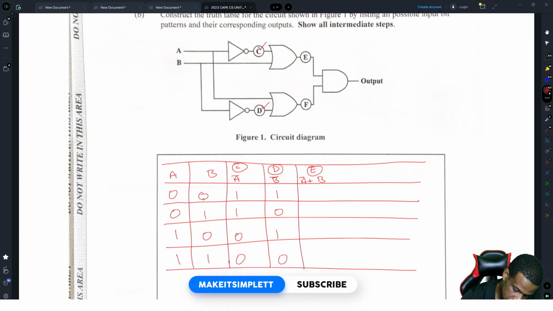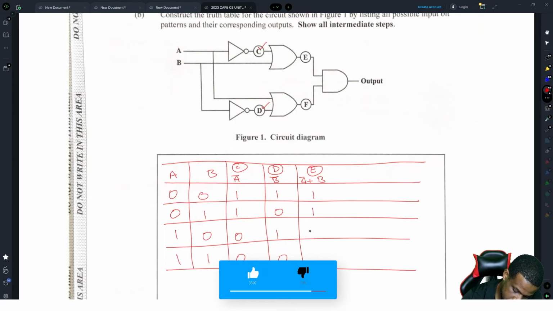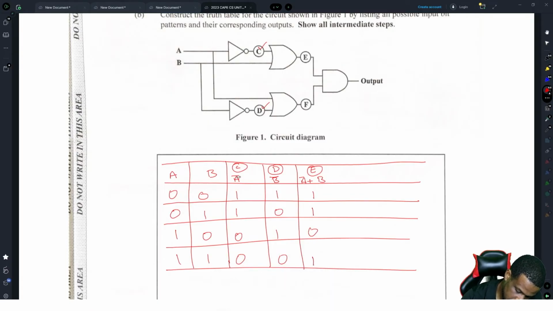Not A or B, right? 0 or 1 is 1. 1 or 1 is 1. 0 or 0 is 0. 0 or 1 is 1. Am I correct? Not A or B, right? Yeah, cool. Nice. So that'll give us the E.